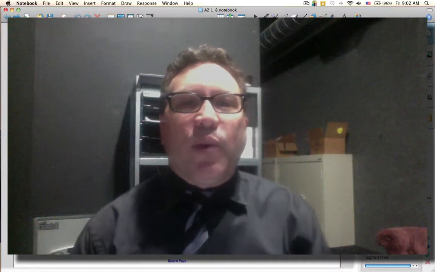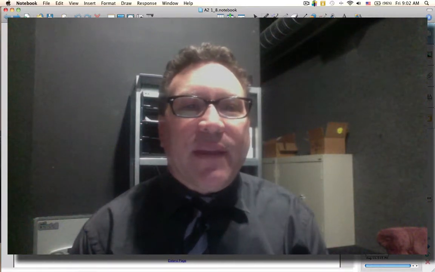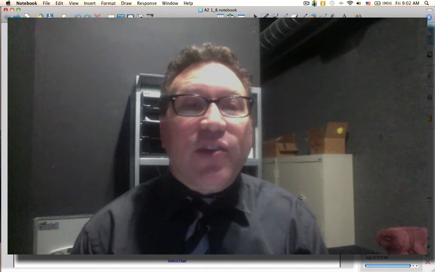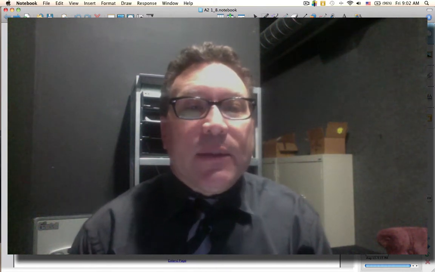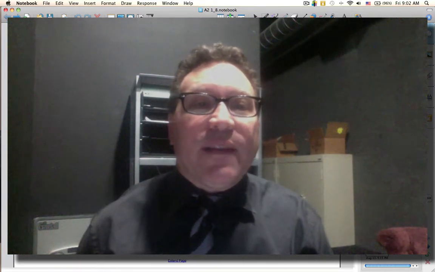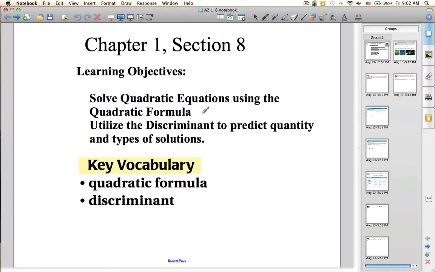In section 1.8, we continue working with methods of solving quadratic equations that cannot be factored. In our last section, we worked on completing the square, and in this section, we'll be working on using the quadratic formula. Also, we'll look at how we can use a portion of the quadratic formula, the discriminant, to predict quantity and types of solutions.